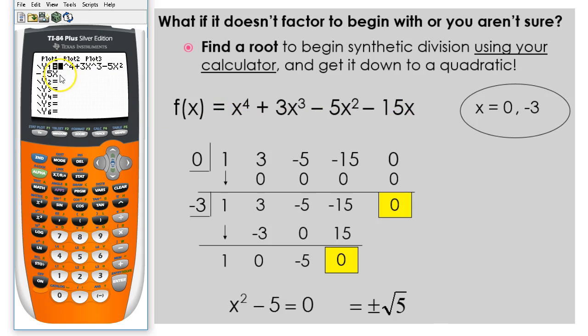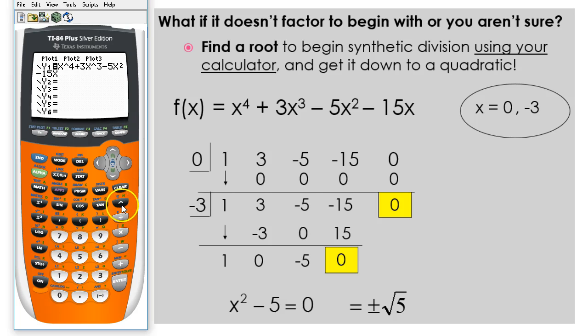In this case, I've already typed in x to the fourth power plus 3x to the third power minus 5x squared minus 15x. And just as a review, remember your x button is right here. This is your variable button. This is the one that you press when you want to put an x in. When you want to raise something to a power, you use this rooftop or caret symbol here. So that means raise to.